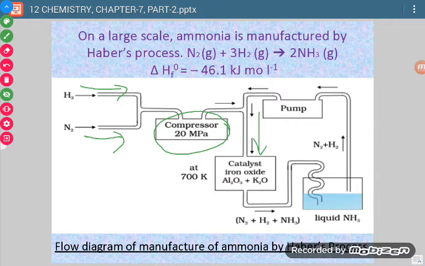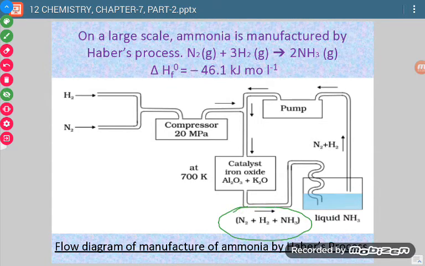are made to react in the presence of a catalyst. The catalyst is oxide of potassium or aluminium. Because of this compression and the presence of the catalyst, ammonia is formed, but the whole of the nitrogen and hydrogen does not change to ammonia, only some of it does. So we call it the ammoniated mixture. Now it contains hydrogen, nitrogen, and ammonia. Now this mixture is cooled.